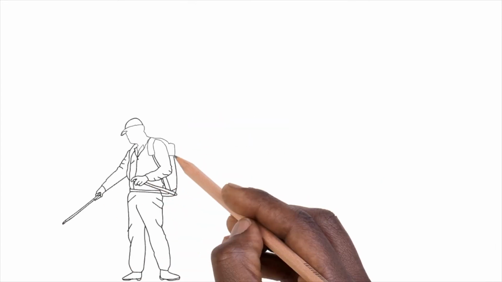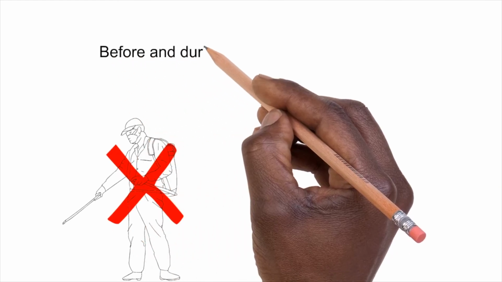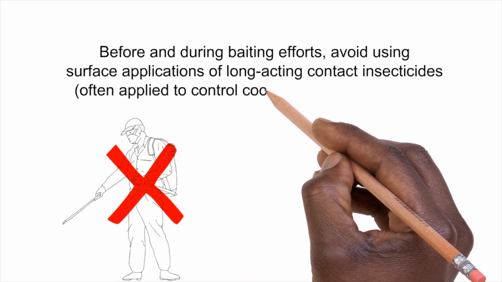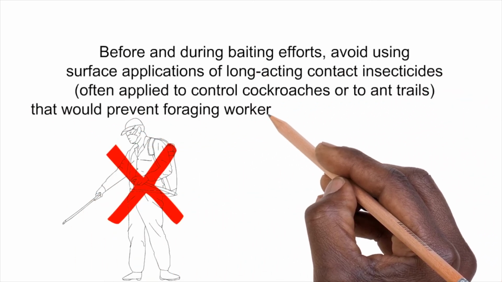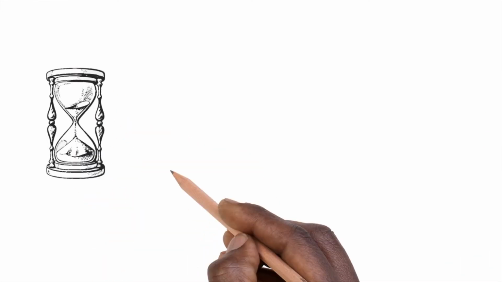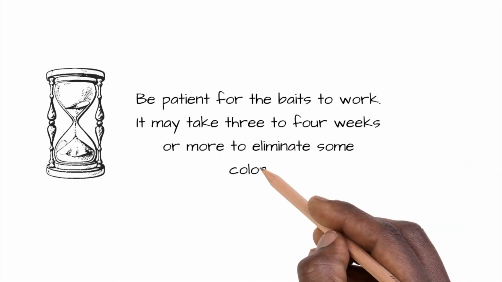Before and during baiting efforts, avoid using surface applications of long-acting contact insecticides, often applied to control cockroaches or to ant trails, that would prevent foraging worker ants from being able to reach the bait station. Be patient for the baits to work. It may take 3 to 4 weeks or more to eliminate some of the colonies.